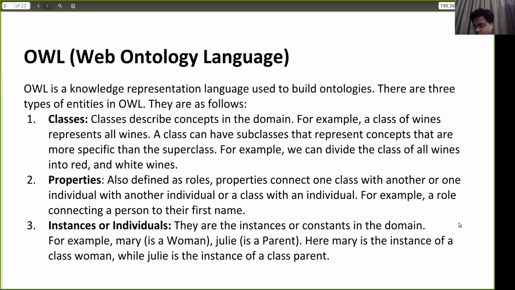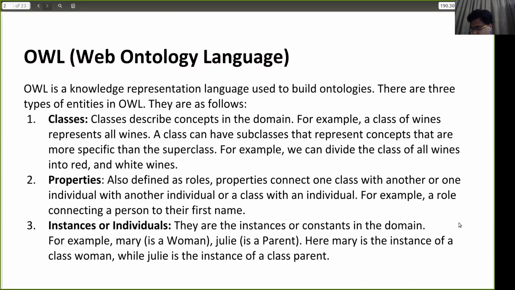OWL is the knowledge representation language used in building ontologies. There are three types of entities in OWL: classes or concepts. Classes describe concepts in the domain. A class of wine represents the entire concept of wines. A class can have subclasses for more specific representation. For example, red wine is a subclass of wine. Similarly, white wine is also a subclass of wine.